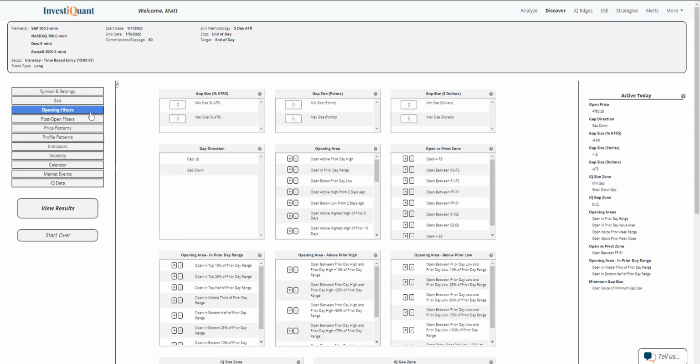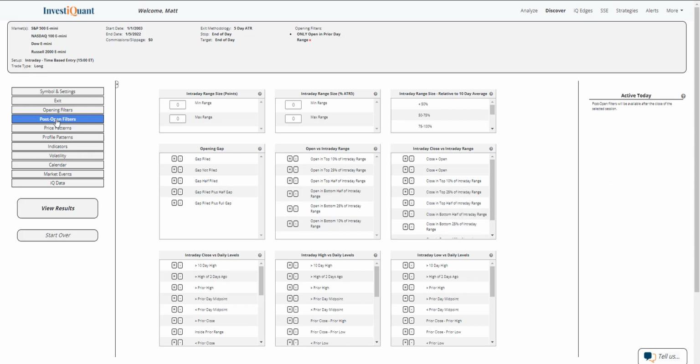Eastern time. Now, this morning, we opened very flat, so instead of putting much in here in terms of gap direction, I'm just going to say that we opened within the prior day range. We basically opened at the prior day closing price. And then I'm going to hop into this post-open filters library, and I'm going to start describing the action that we have seen so far.